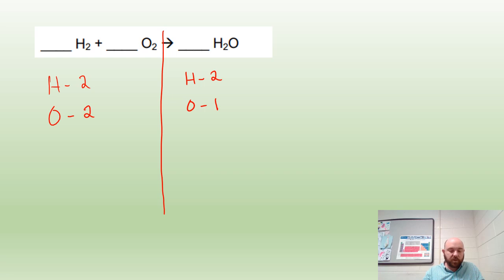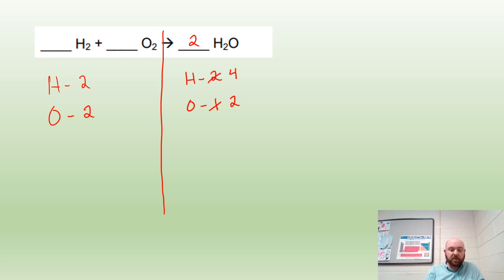So we see the problem here. We lost an oxygen atom, it disappeared, and the law of conservation of mass says that oxygen must be accounted for. It cannot disappear. And the only way we can really fix that here is we can start by adding a 2 in front of our water. That gives us 2 water molecules, which will have 2 oxygen atoms, but it will also have 4 hydrogen atoms.